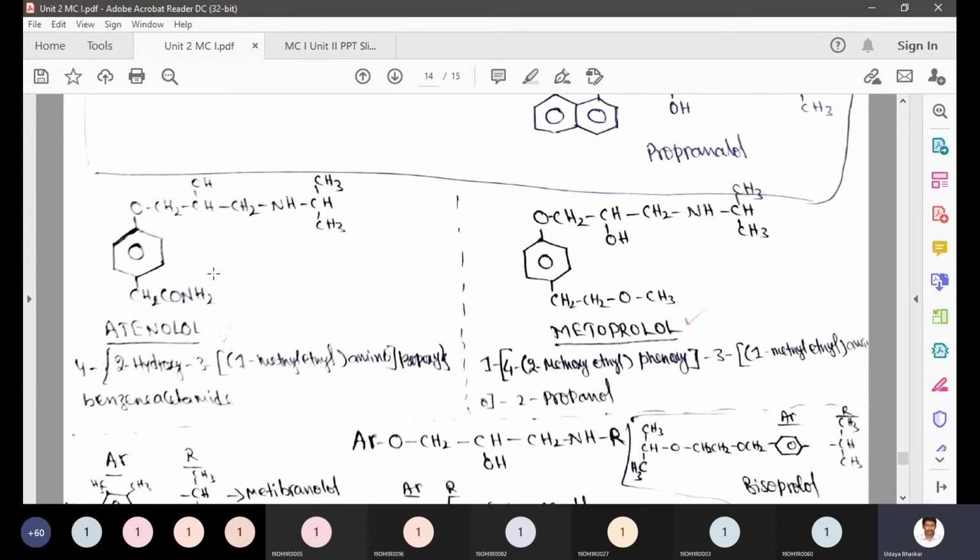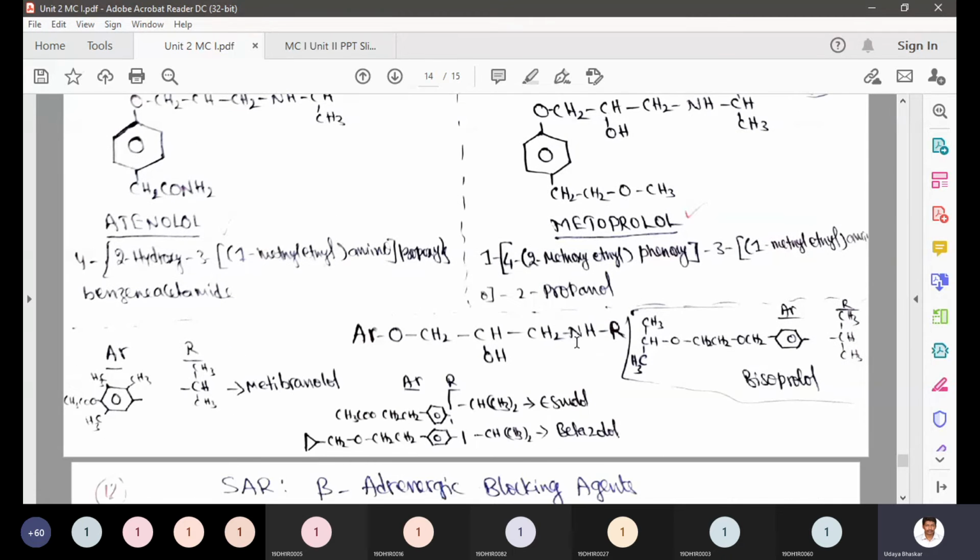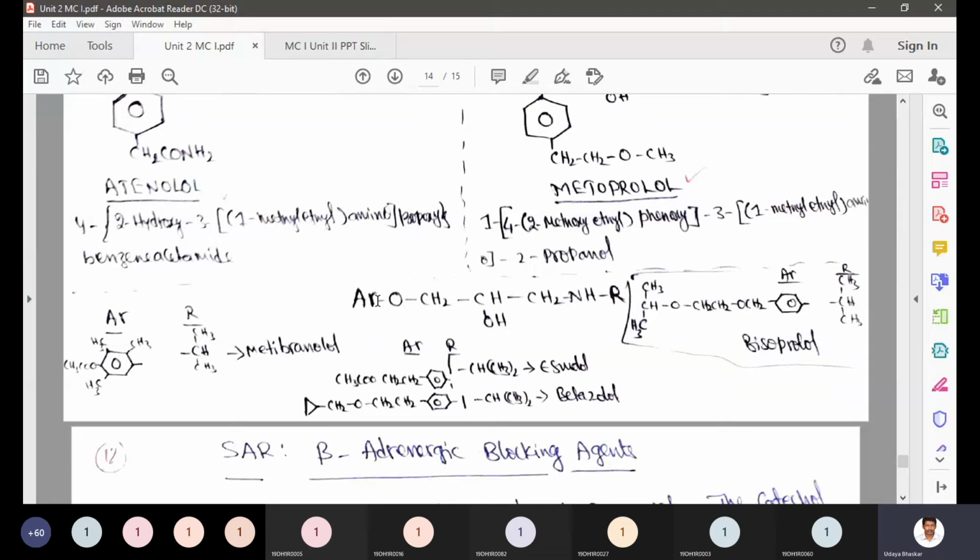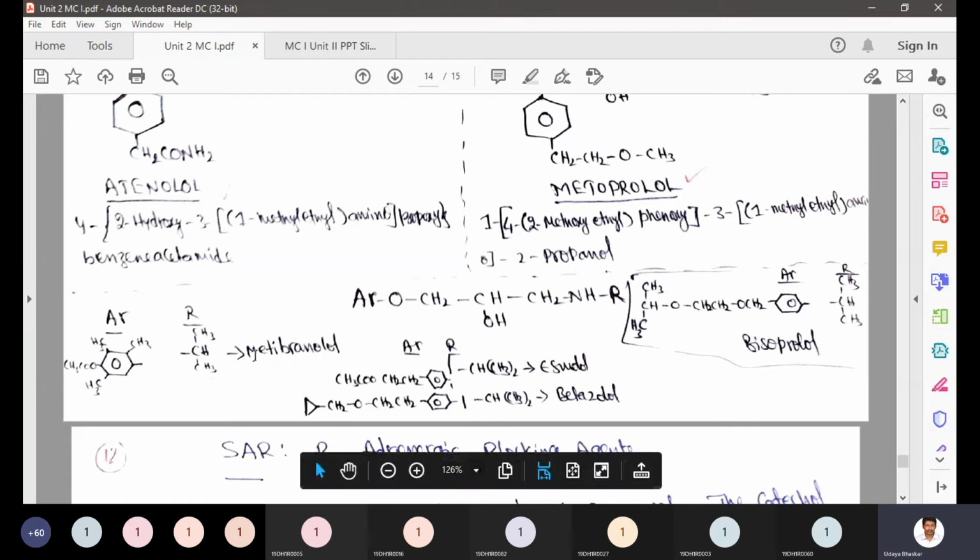Okay, so this is atenolol. Again, the change is here: you have CONH2 attached to this phenyl ring. Earlier in propranolol you have naphthalene, right? But here it is a phenyl ring. In metoprolol, you have an extension: instead of CONH2 as in atenolol, you have an extra CH2OCH3. And these are simple forms. So aryl is the heterocyclic ring and R is the isopropyl group in most cases, and this is common. Based on this, the name is allotted.